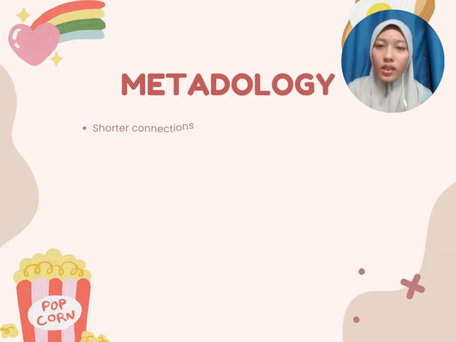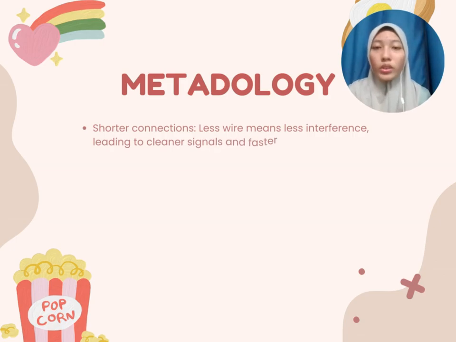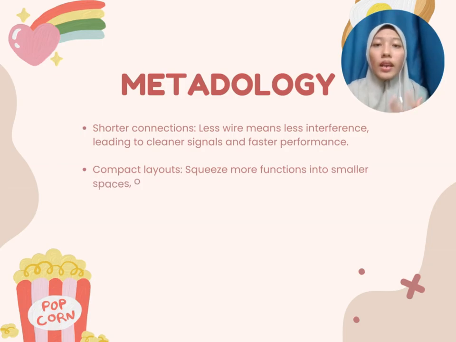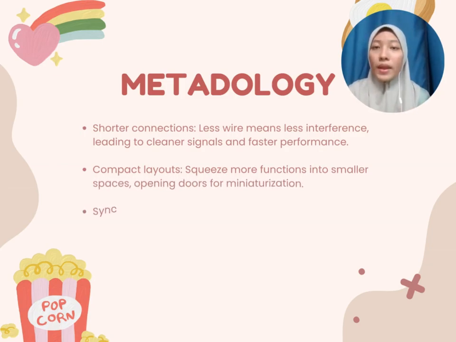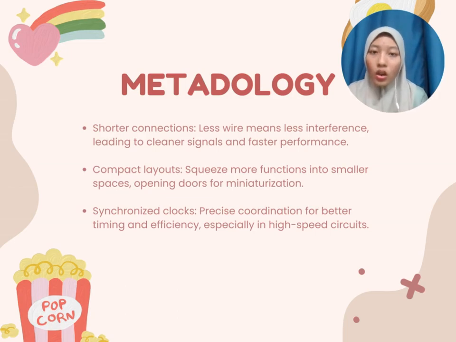Next is methodology. In this project on paths and cycles, the first one is shortened connection, which is less wire, meaning less interference, leading to cleaner signal and faster performance. The second one is compact layout. Compact layout squeezes more functions into smaller space, opening doors for miniaturization. And the third one is synchronized clocks. Synchronized clocks provide coordination for better timing and efficiency, especially in high speed circuits.